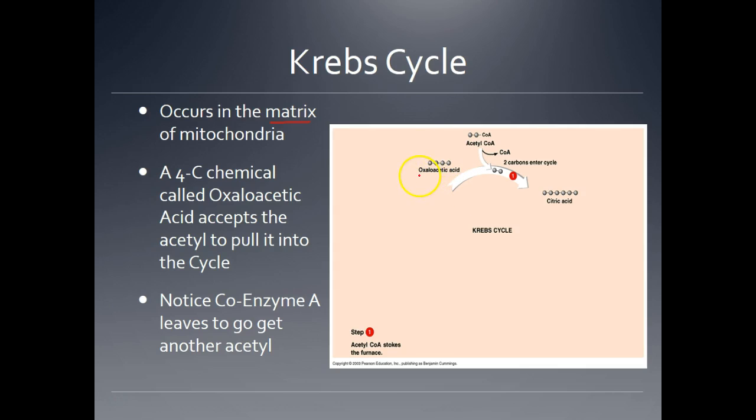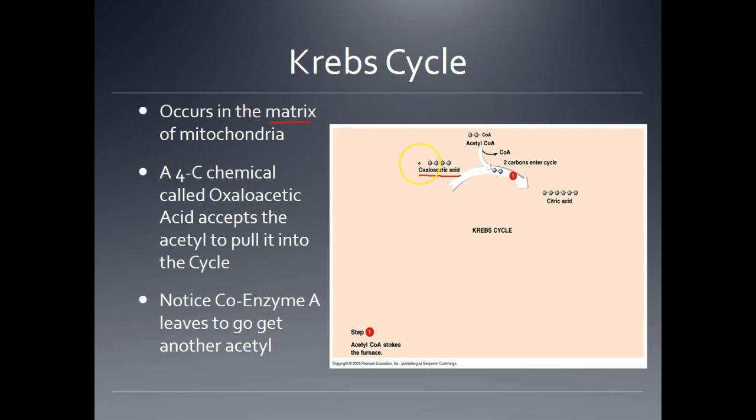In this case, we're going to start and end with one molecule of oxaloacetic acid. Okay, one molecule of oxaloacetic acid. It is a 4-carbon molecule. You'll see these 4 little dots right here. That is a 4-carbon molecule called oxaloacetic acid. Yes, you need to know that name.